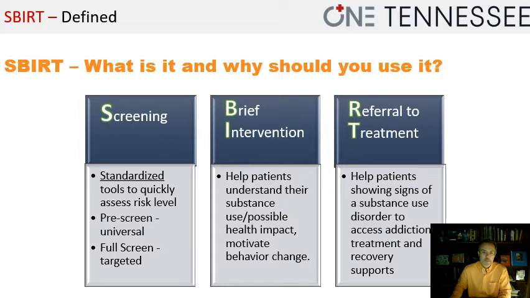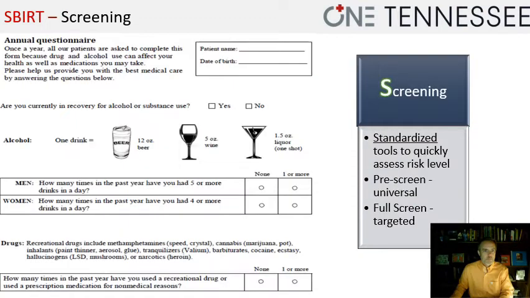The annual questionnaire is very simple. It can be incorporated into intake paperwork or simply asked verbally, but it consists of four questions, and an answer of yes to one or more on any of the questions is indicative of a positive response, and additional screening will be needed.